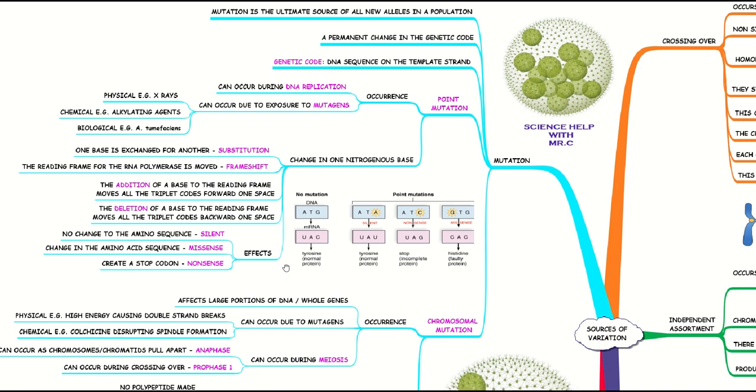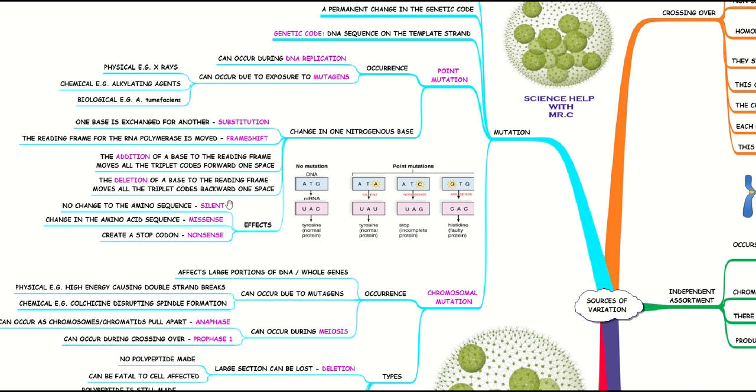The effects of these are we get a silent point mutation where the amino acid doesn't actually change due to the degenerative nature of the DNA code. We can get a missense point mutation where a different amino acid is put into the polypeptide, or we can get a nonsense point mutation, where a stop codon is created.